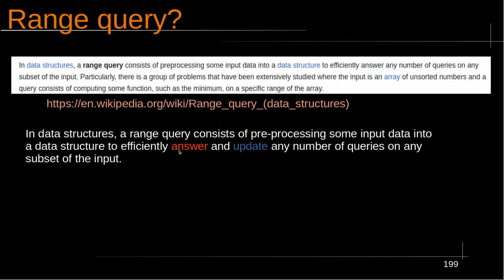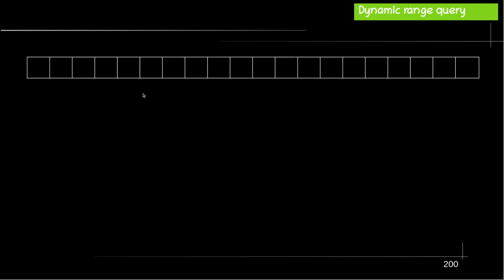Here, I modified a little bit the definition. As a data structure, range queries consist of pre-processing some input data into a data structure to efficiently answer and update any number of queries on any subset of the input, because a dynamic range query is not only answering some queries but also updating.